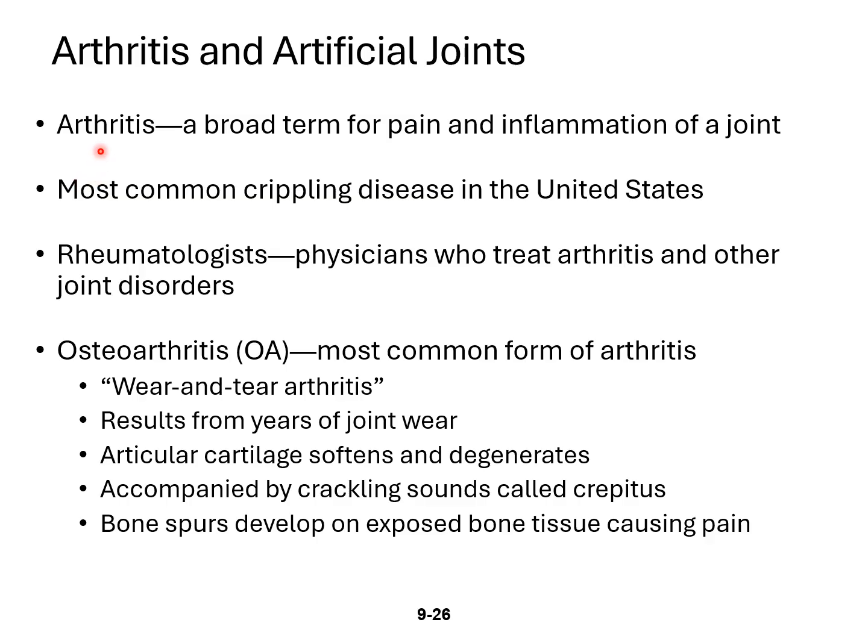You also have something called arthritis, and this is a broad term for pain and inflammation of a joint. Just like pneumonia is just fluid in the lungs, arthritis is any type of pain or inflammation of the joint. The most common crippling disease in the United States is arthritis. A rheumatologist is the physician who treats arthritis in joints. Osteoarthritis is the most common form. It's wear and tear over many years of joint use. The older you are, the more they eventually break down.